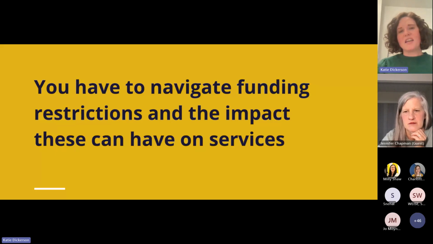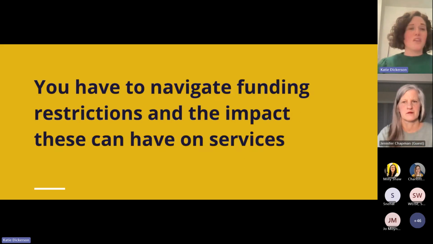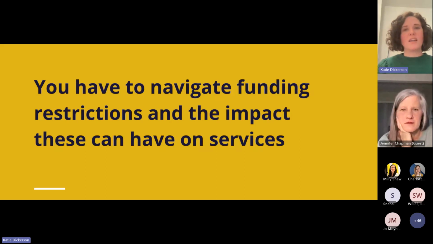And this was really hard because what we were trying to do as part of this project was standardize the service across the UK. And it was really, really hard to do that when we were having to manage all these different funding requirements and restrictions.